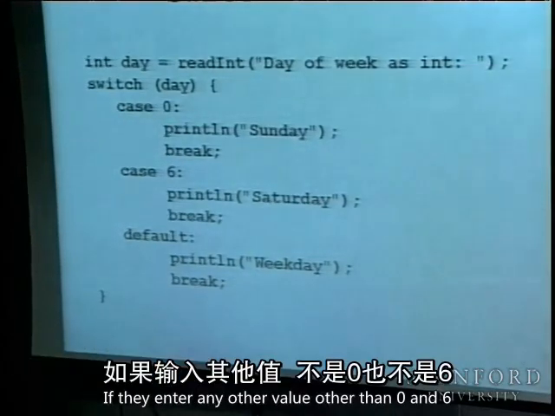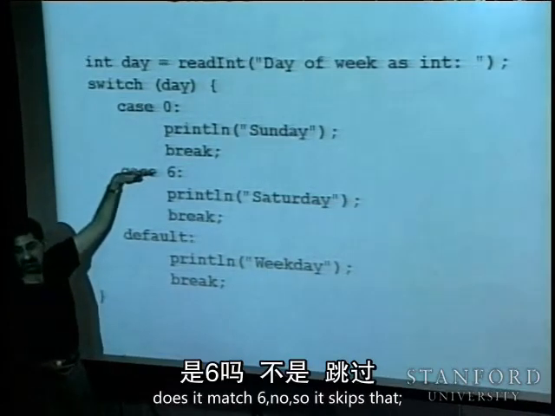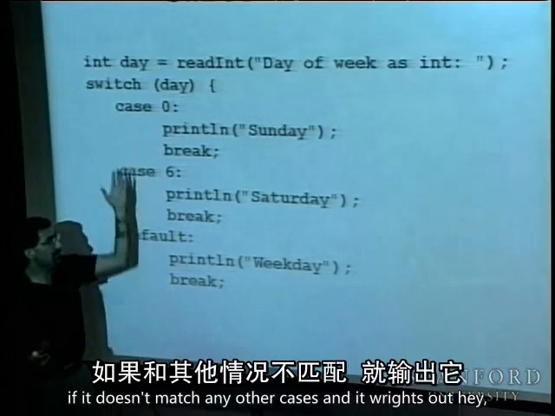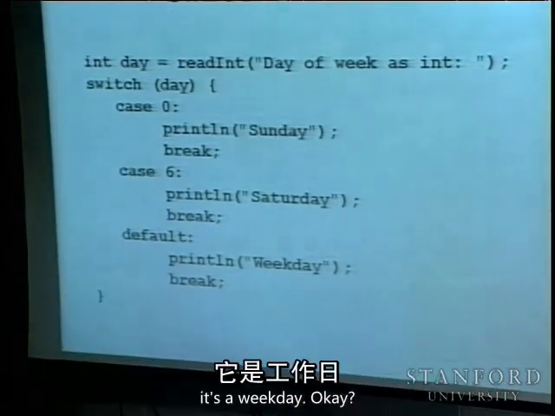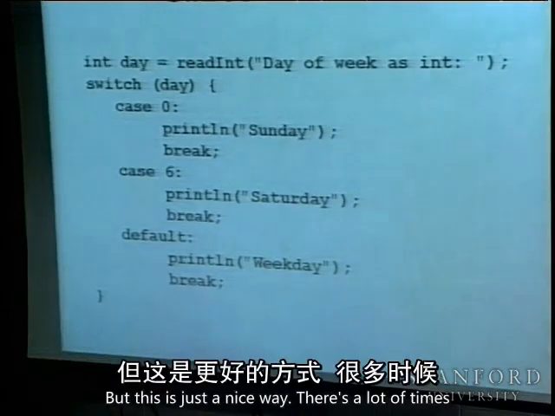If they enter any other value other than 0 and 6, it says, does it match 0? No, so it skips that. Does it match 6? No, so it skips that. It comes to the default, which is kind of the catch-all if it doesn't match any other cases, and writes out, hey, it's a weekday. Okay? So you can do this with an if, right? But this is just a nice way.